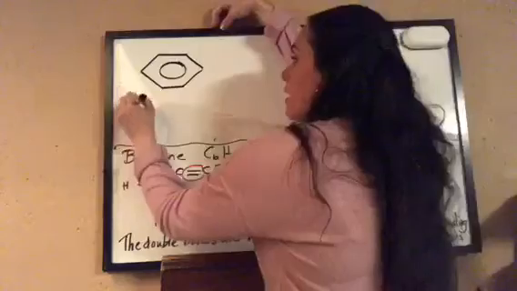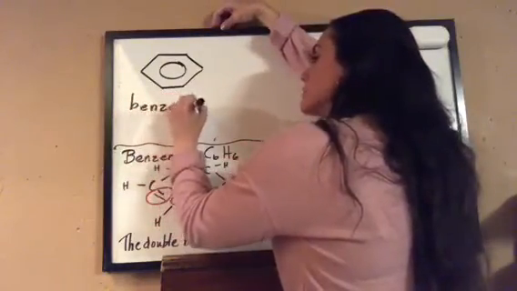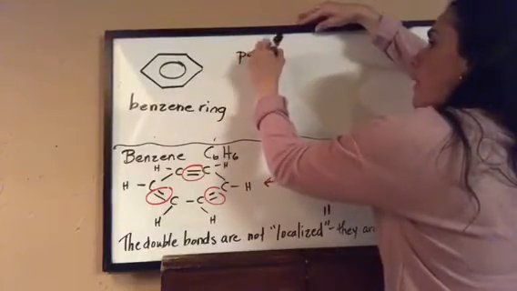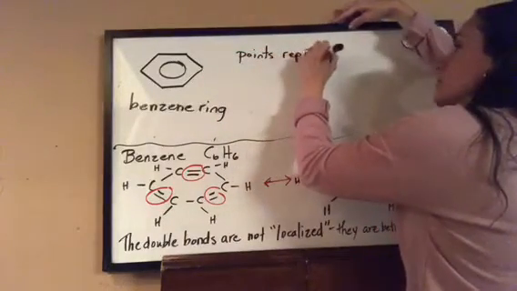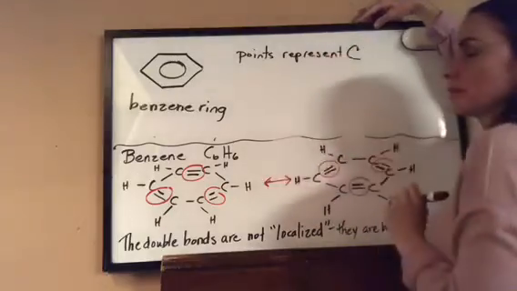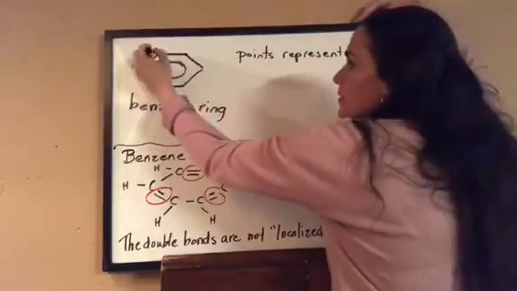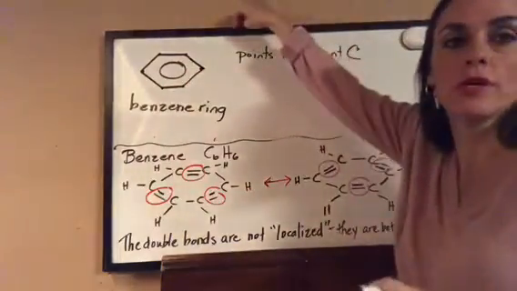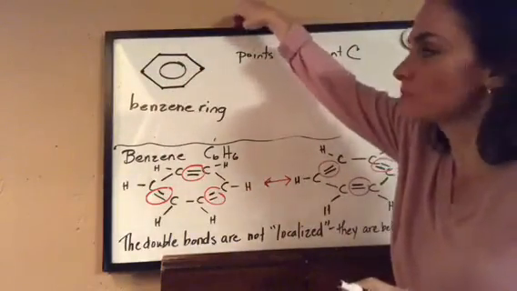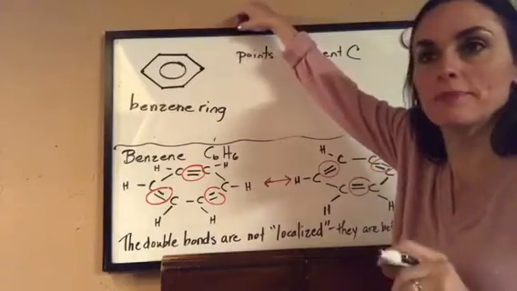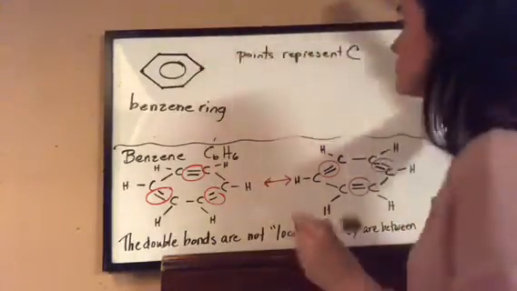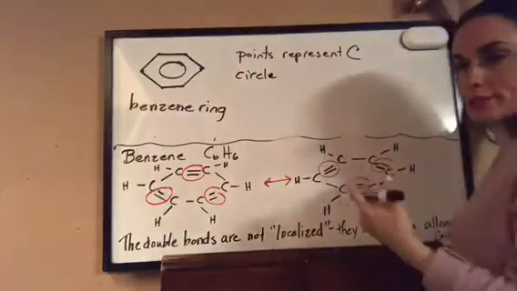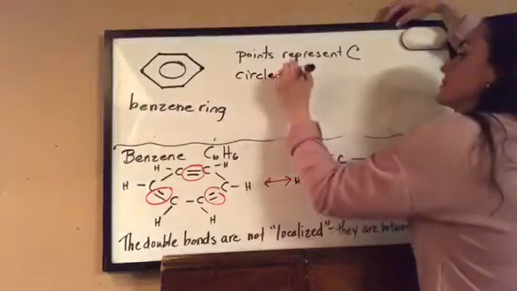That's the benzene ring. The points represent the carbons. Okay. 1 carbon, 2 carbons, 3, 4, 5, 6. Hydrogen is understood to be bonded to it unless you have some other symbol written. The circle represents that the double bonds are alternating or are delocalized.